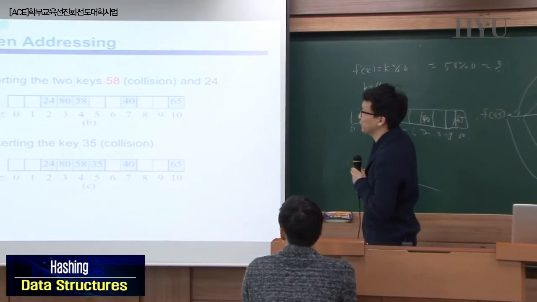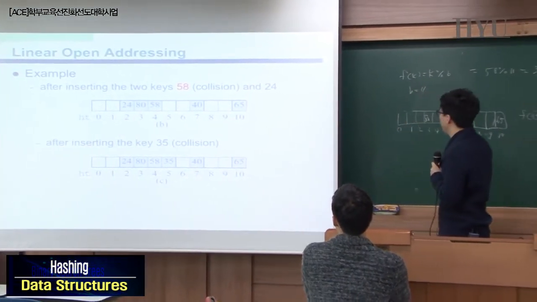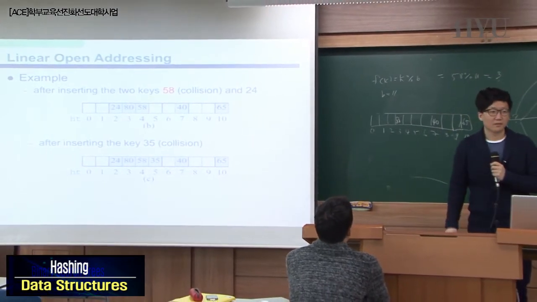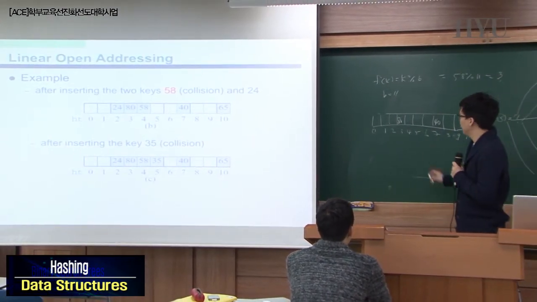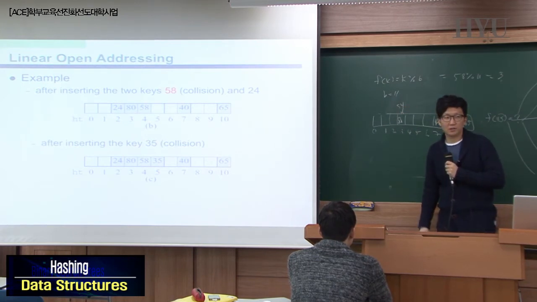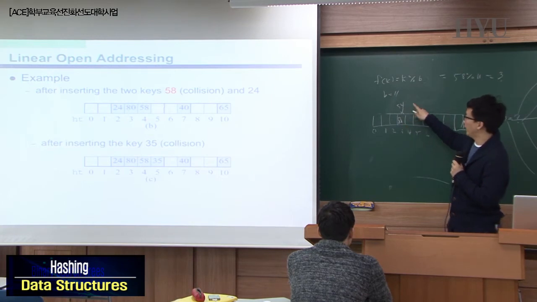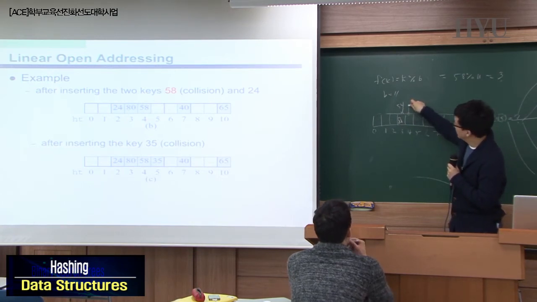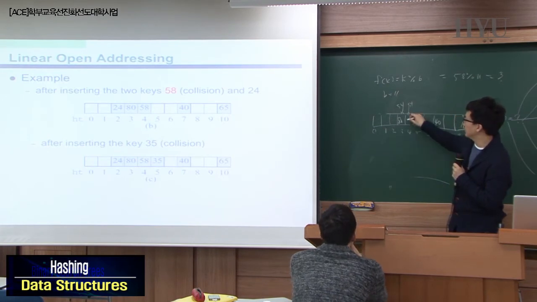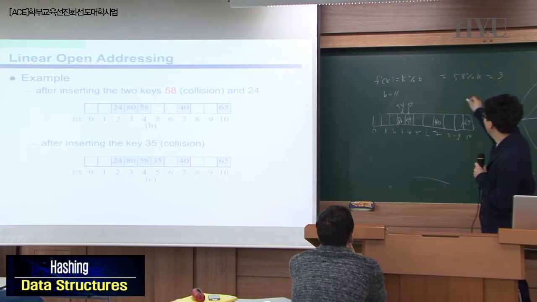3, 80 is already here. What should I do? 58 should be here. But we'll try to use linear open hashing. Okay, let's move one to the right. Is this spot empty? Yes, it is. 58, done. 24, what is 24?